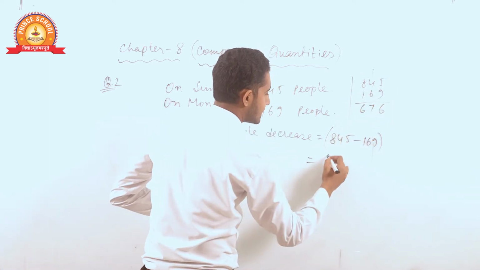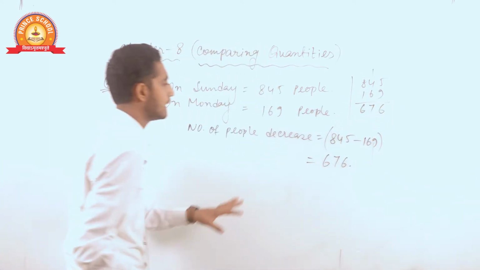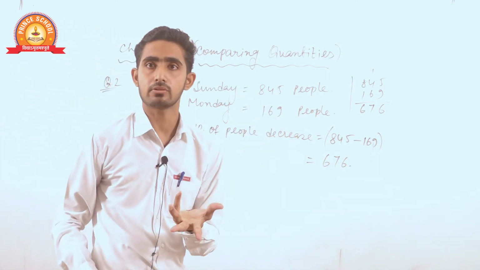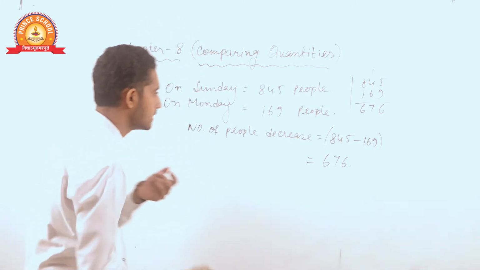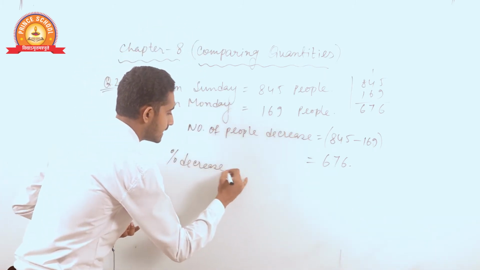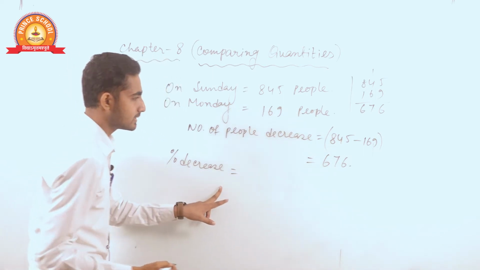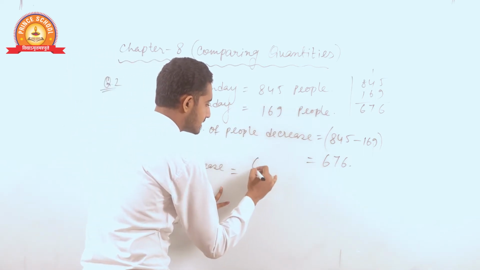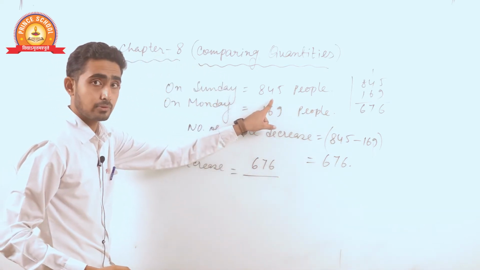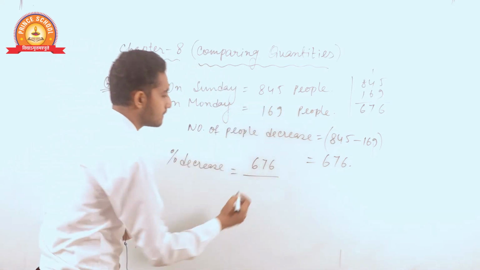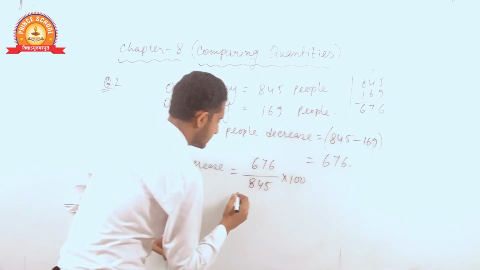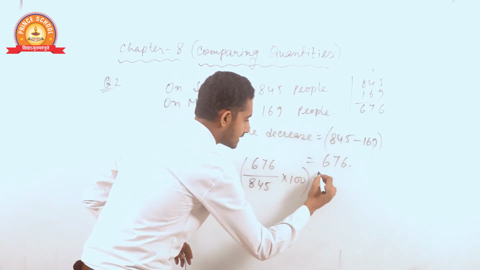So 676 people decrease, but your question does not say the decreased amount, it says percentage of decrease. So the formula for percentage of decrease is decrease amount, that is 676, upon original amount. Here you have to compare with Sunday's people, that means 845, multiplied by 100. Now that is your percentage.